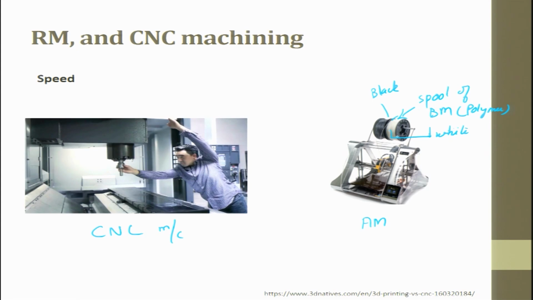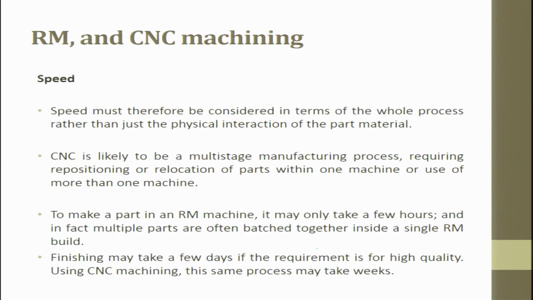So, you have multicolor. All these things pass through this portion, which is a nozzle, in which you have a heating element. So, when this flows, this is the table. This is an AM machine or rapid manufacturing machine or rapid prototyping machine, which is used for building parts very fast as compared to the complete cycle. Don't compare it with a single part. Speed must therefore be considered in terms of the whole process rather than just a physical interaction of the part material.